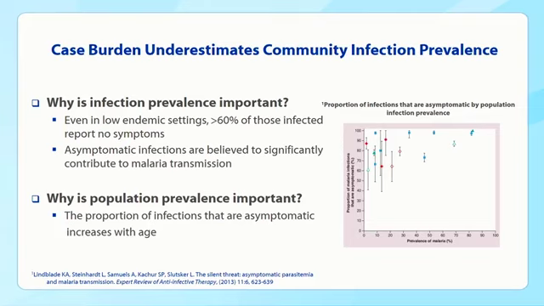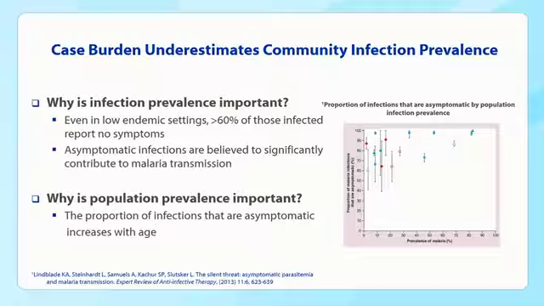And so what you see is that even in the lowest transmission intensity areas, so here less than 5%, 60% or greater of the population who are infected are reporting that they don't have symptoms. So these people probably aren't going to go to the health facilities. They're probably not going to be picked up in your passive detection system. But yet they are believed to contribute significantly to malaria transmission.